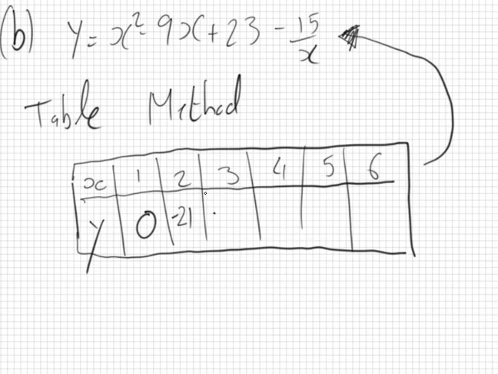Alright, so it is x squared, yes, minus 9x plus 23 minus 15 over x. Is that right? Alright, so I'm putting in x as 1. Oh yeah, sorry. Okay, so 0, and then when I put in 2, I get 1.5, and when I put in 3, I get 0. And when I put in 4, I get minus 0.75. And when I put in 5, I get 0. And when I put in 6, I get 2.5.